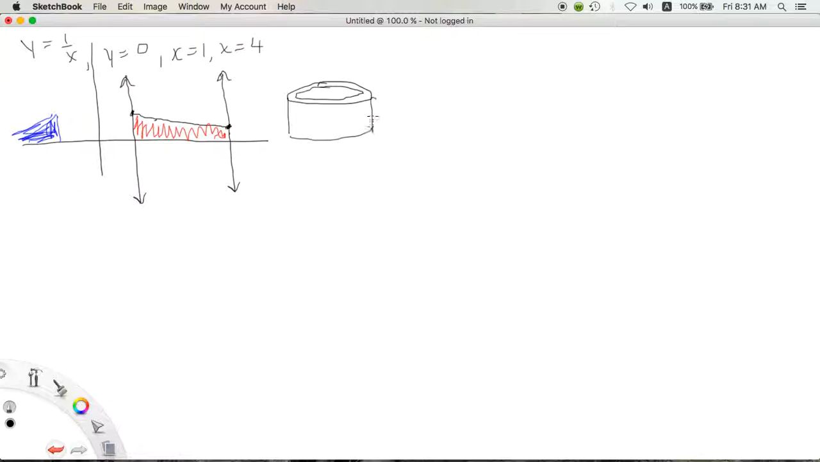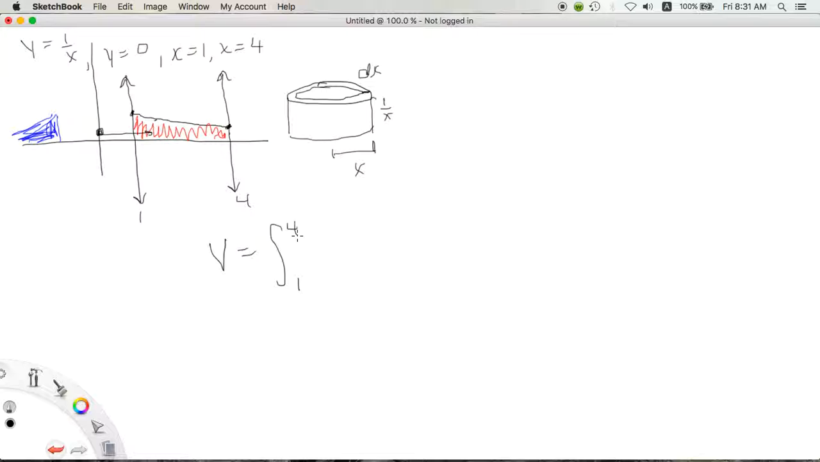Because if we use shells, then we're taking our width dx. The height is the same throughout. It's this function 1 over x. And the radius is x because we're rotating around the y-axis. So we're measuring out by x. And so we end up with actually a fairly simple integral. The volume is just the integral. We're going from 1 to 4, remember?